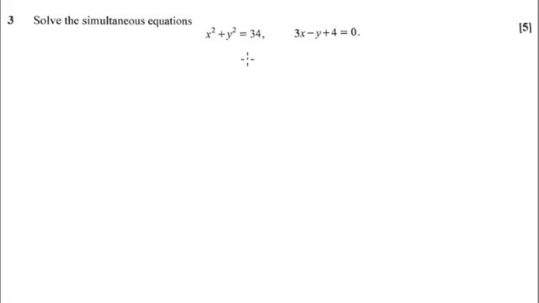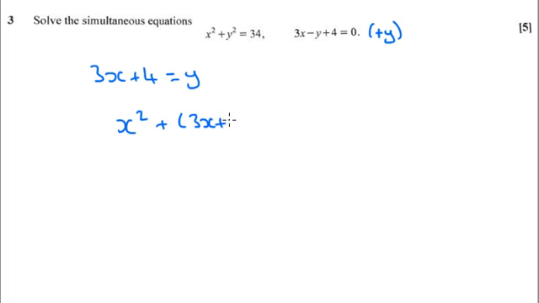Question 3 is a simultaneous equations question. In order to do this, we're going to need to make y the subject of our linear equation just by adding y to the other side. So we've got 3x plus 4 equals y, so that I can then substitute this in for the y in the other expression. So we're going to have x squared plus (3x plus 4) all squared, because that's my y, equals 34.